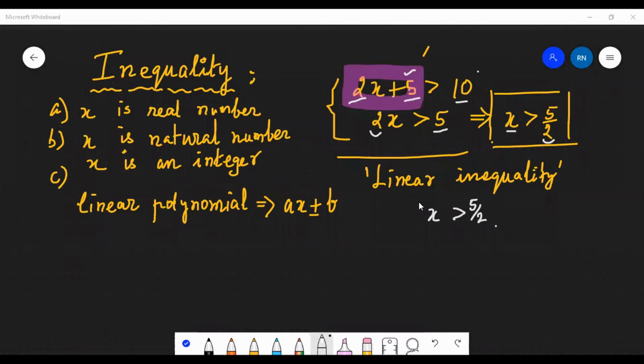We were discussing, anyway, I'm repeating the previous class content. Linear inequality, x greater than 5 by 2. This will be the answer for the nature of x real.